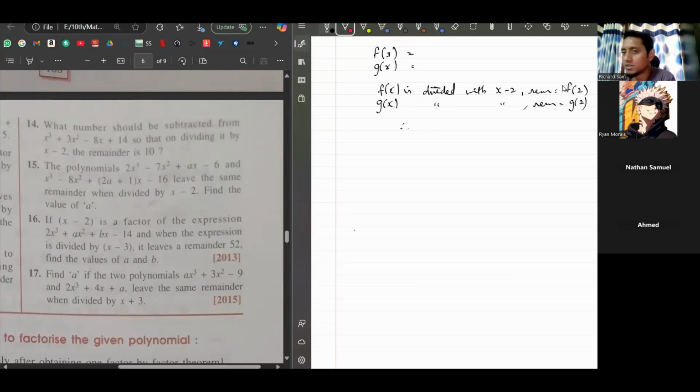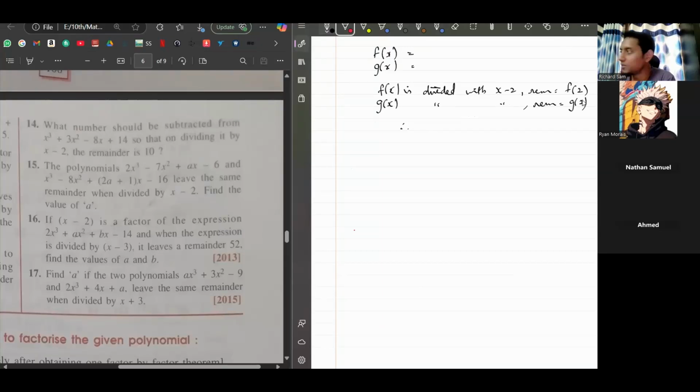0 is 0, it's the same? No, 0 means x minus 2 is a factor. Here it's not saying x minus 2 is a factor. There is a remainder, and it's telling that both of them will leave the same remainder. So that means what two are same?